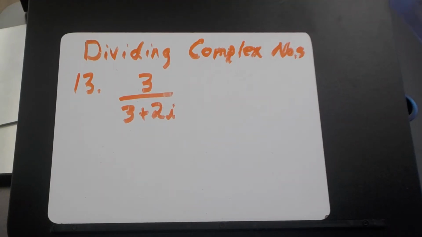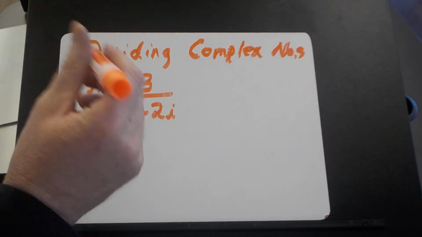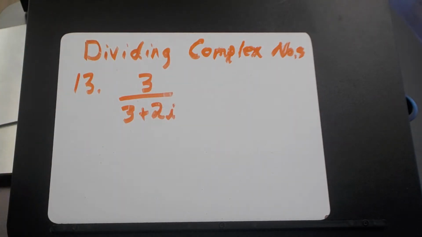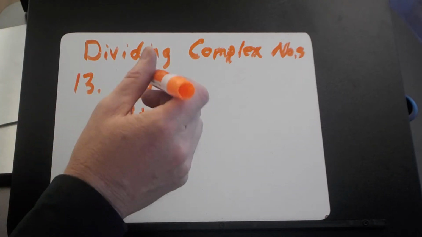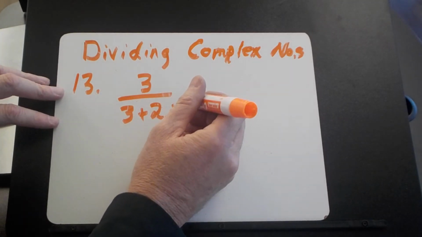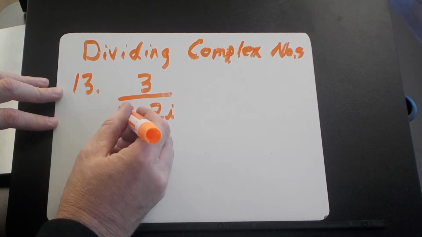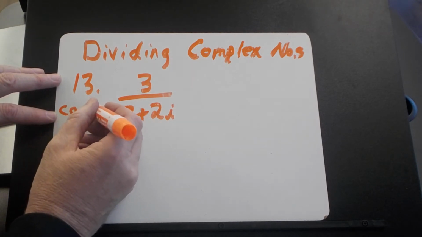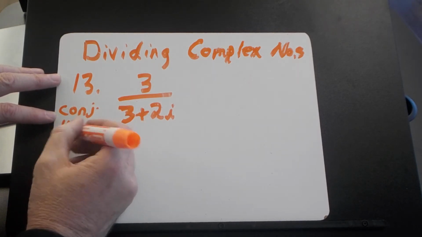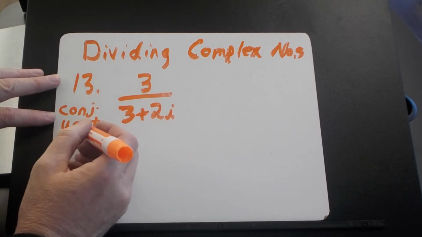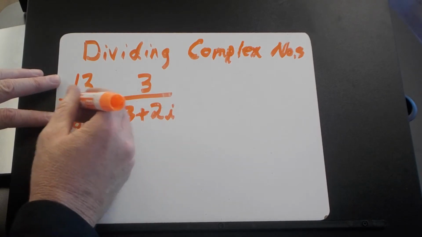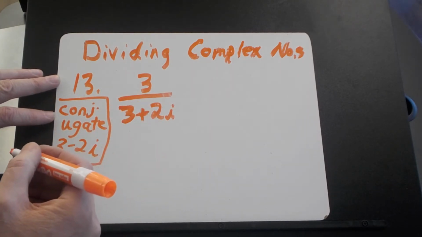Hi everyone. We're going to work on these three division problems for dividing complex numbers. When you get this problem, number 13, 3 over 3 plus 2i, the one thing that we do on these is we multiply the denominator by its conjugate. And the conjugate of 3 plus 2i is 3 minus 2i. So we'll just keep that here as a note.